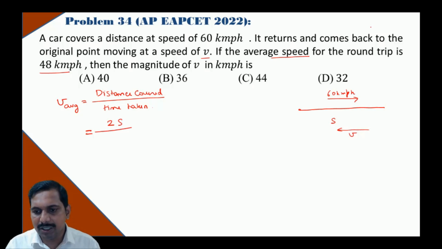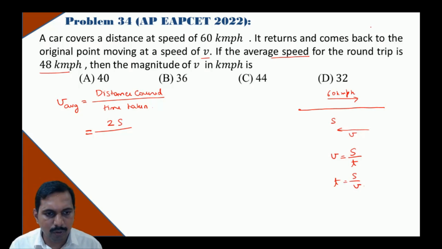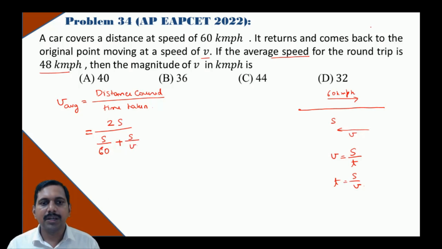For the forward journey, velocity is nothing but distance by time, right? So time is equal to distance by velocity. So the time taken going forward is s by 60 km per hour, plus the time to come back, which is s by v. And what is the v average? It is 48 km per hour.